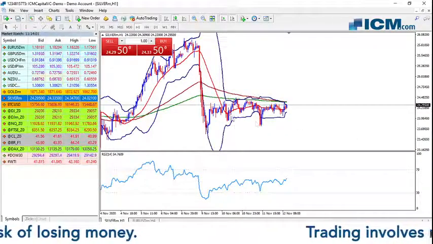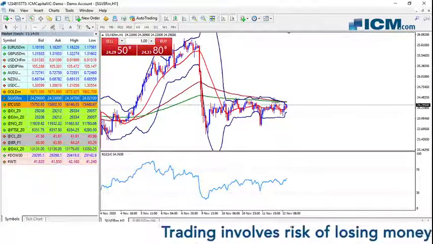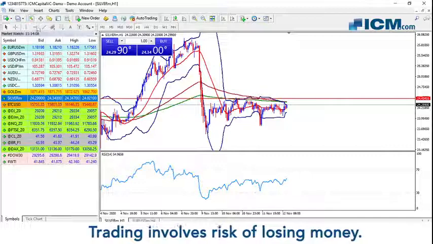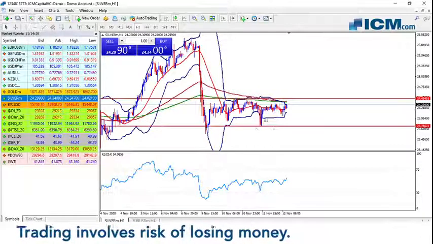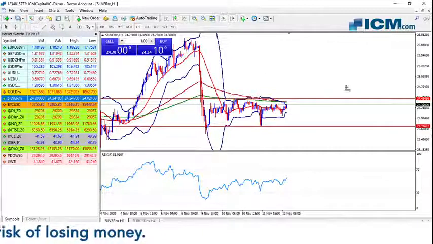Silver, same range, but it's just a bit clearer than gold. So we're stuck inside this rectangle, almost between 24.45 and 23.50, 23.75. So it's a $1 range we're trading at. Watch out for any breakout of this range.